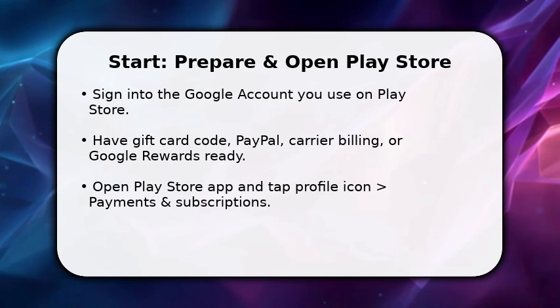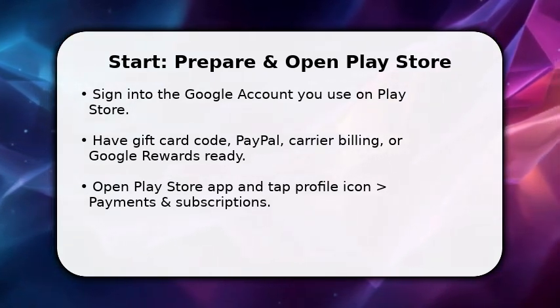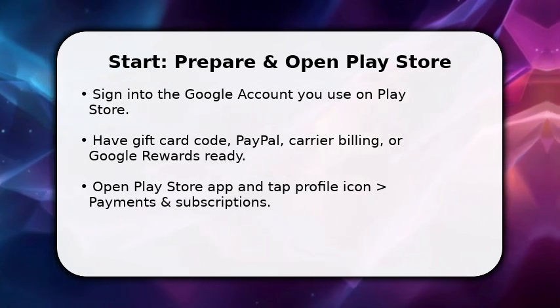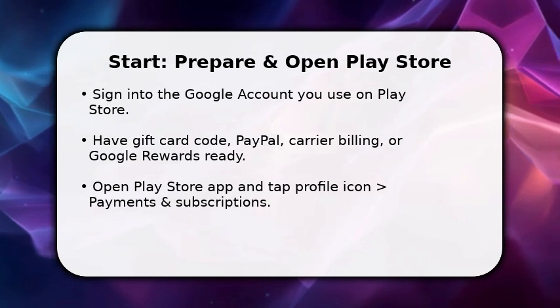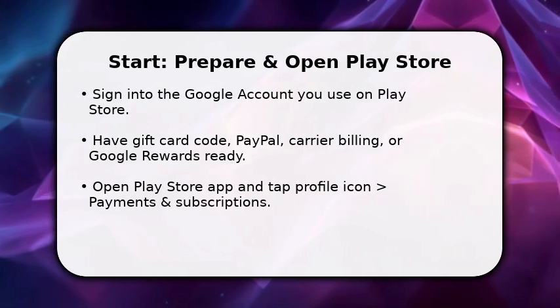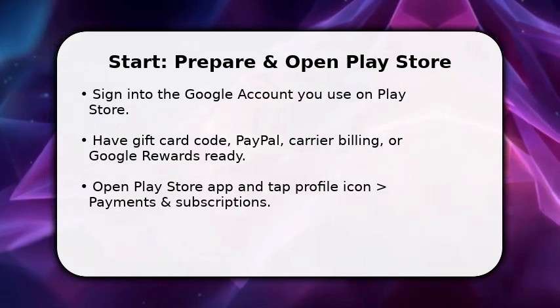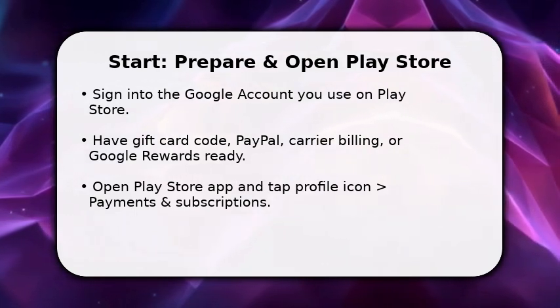You're signed in and ready. Open the Play Store now. Once the app is open, tap your profile icon and select Payments and Subscriptions so you land where credit is managed. If you have a gift card, pick Redeem Code. If you're using PayPal or carrier billing, choose Add Payment Method. Do this first because it determines how purchases draw from balance versus another payment source.